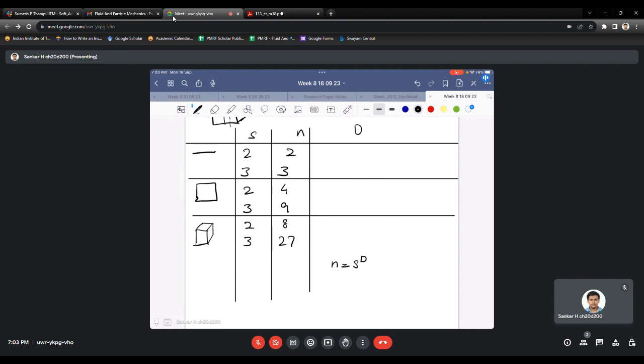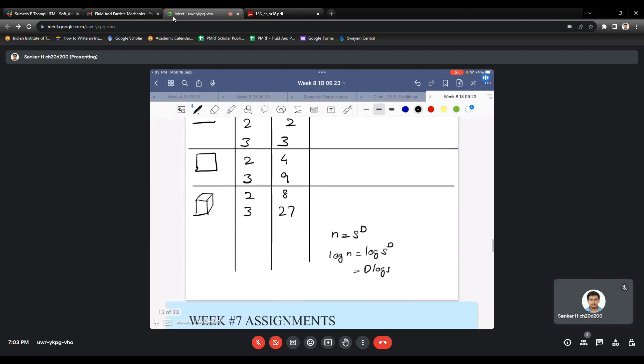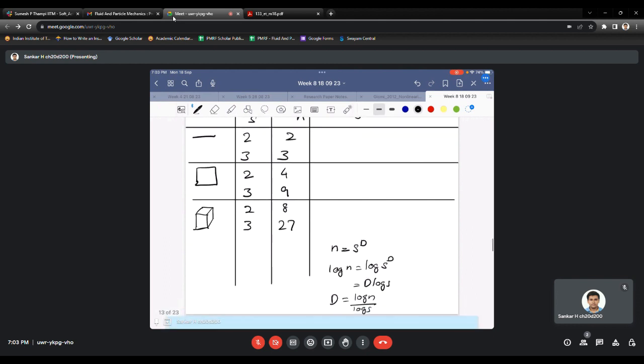Therefore, the value D can be rearranged. If we take log on both sides, we can say that log n is equal to log of s to the power D, which is D log s. Therefore, we can write the dimensionality of any object as log n by log s, or as log of n to the base s.